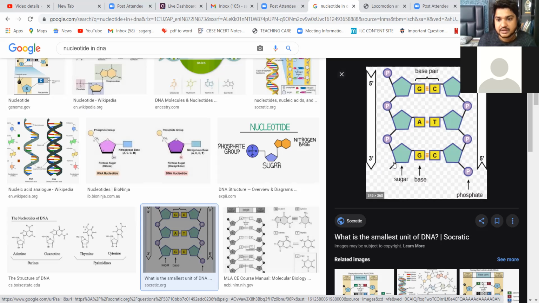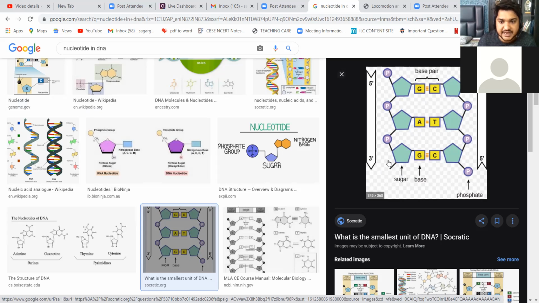Yes. See, this is carbon number 3, where the bonding is going to take place at the downward side. This is one nucleotide, and this is another nucleotide. So one nucleotide is attached to another nucleotide at carbon number 3.